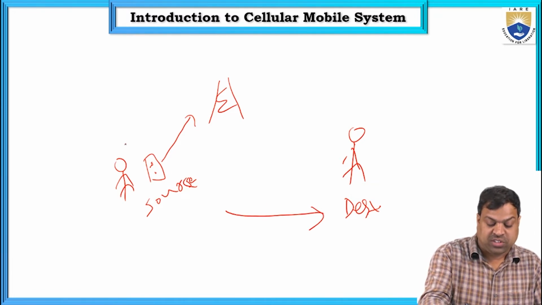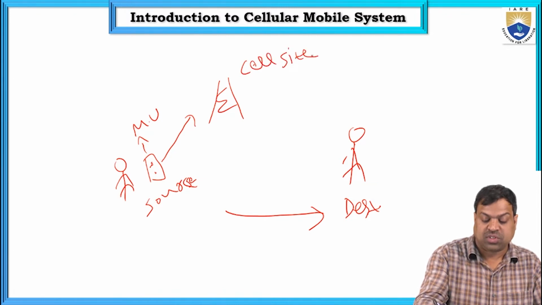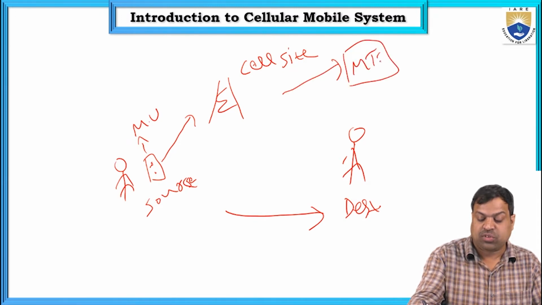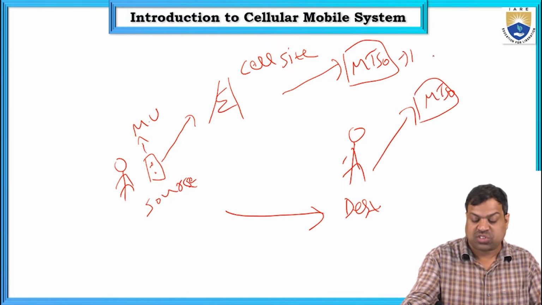First, the mobile unit. The person's phone is a mobile unit, and the signal goes directly to the cell site. So, mobile unit to cell site. After the cell site, it reaches the MTSO, the mobile telephone switching office. Then the communication goes from this source MTSO to the destination MTSO.